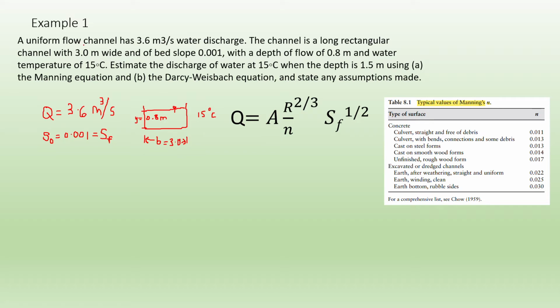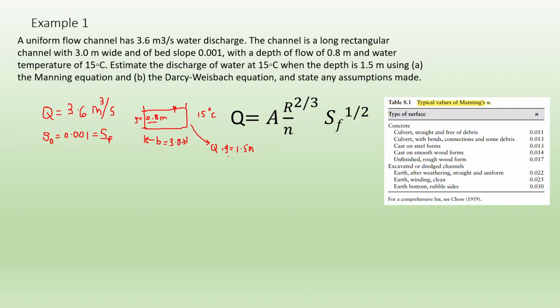So estimate the discharge of water at 15 degrees Celsius when the depth is 1.5 meter, using A, the Manning equation, and B, the Darcy-Weisbach equation, and state any assumptions made. This information is given in the question: Y is equal to 0.8, but the question wants us to find Q when Y is equal to 1.5 meter.